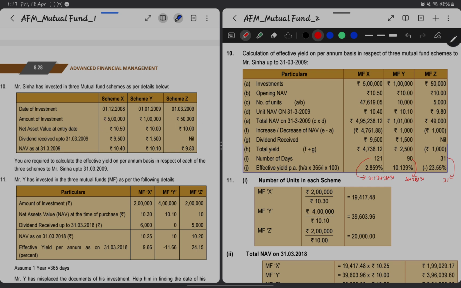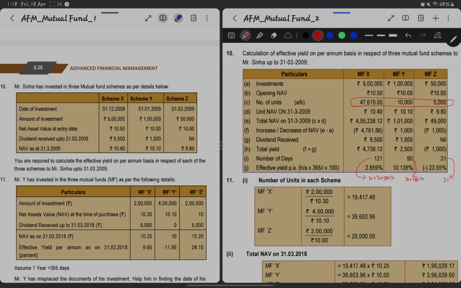Now we need to find out the number of units in all these three cases. So in the first case, 5 lakh investment, and the NAV on the entry date is 10.5. So 5 lakh divided by 10.5 will give us the number of units of scheme X purchased, which is nothing but 47,619.5 in the first case, and 10,000 and 5,000 in case of Y and Z.